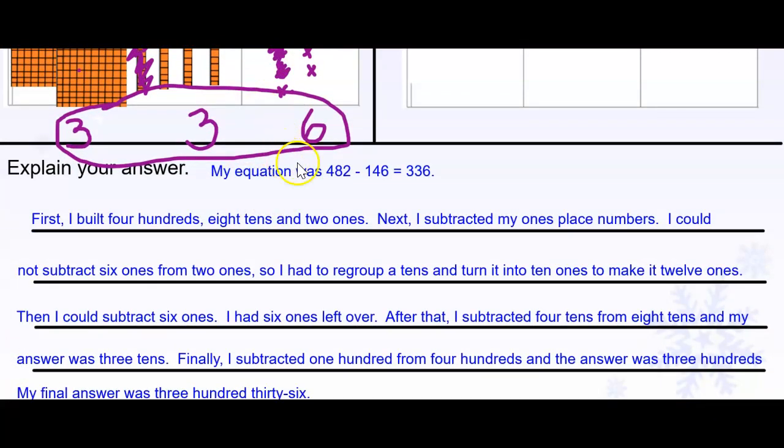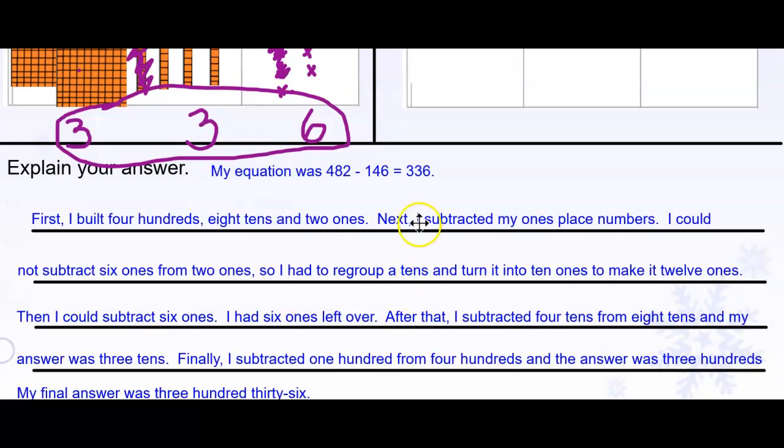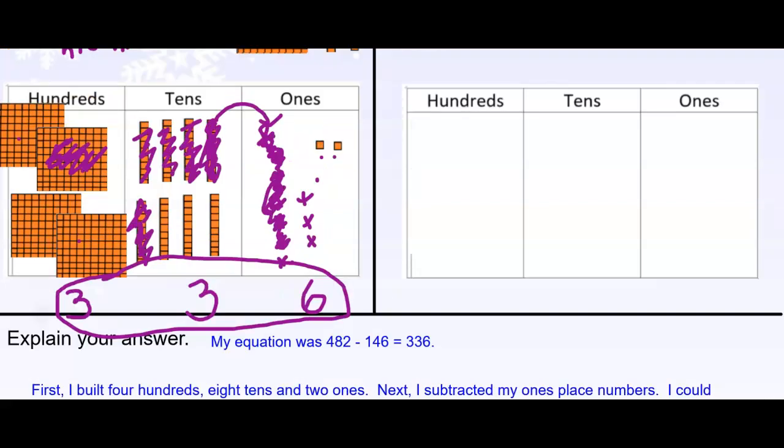My equation was 482 minus 146 equals 336. First, I built 4 hundreds, 8 tens, and 2 ones. Boys and girls, remember, that was our first number. Remember when we built it? Next, I subtracted my ones place numbers. I could not subtract 6 ones from 2 ones. So I had to regroup a tens and turn it into 10 ones to make it 12 ones.